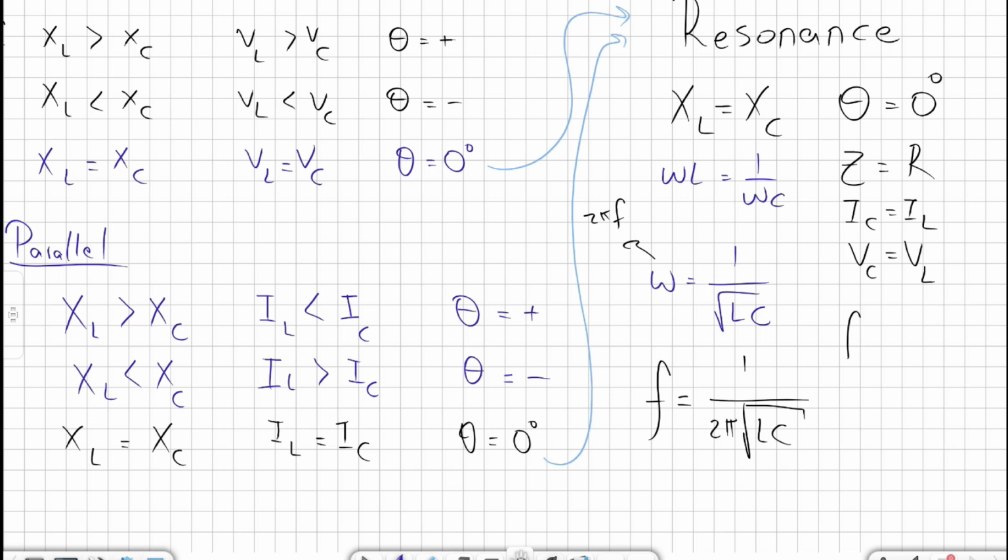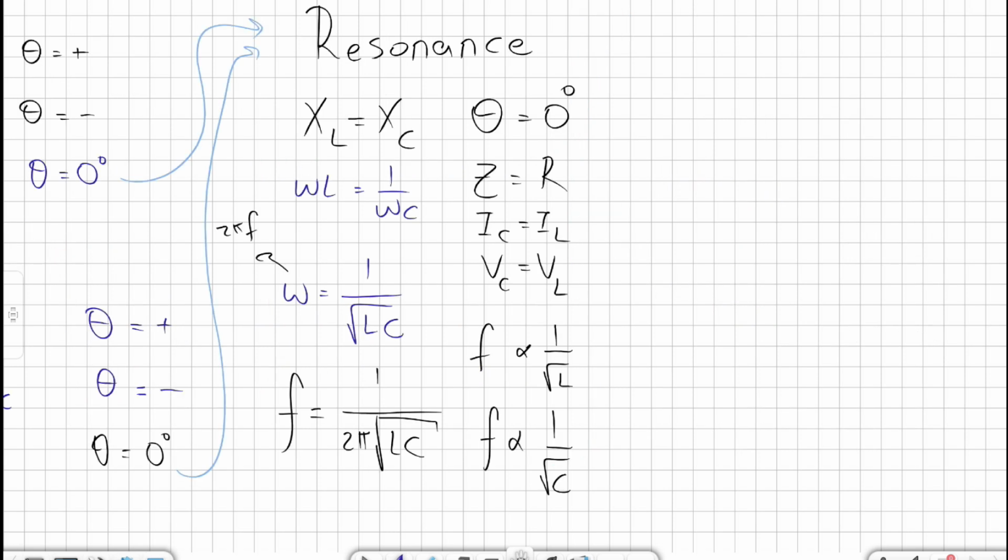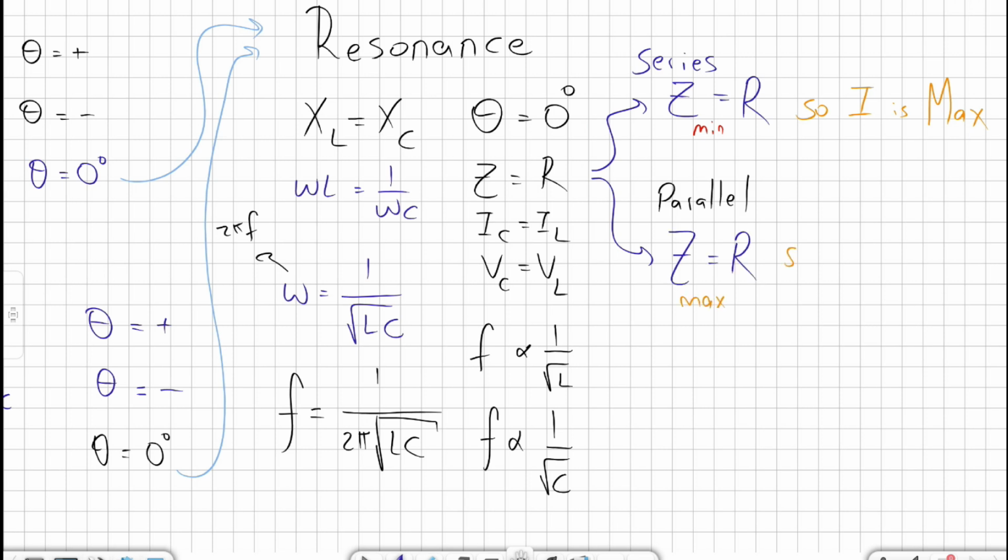So we can say that the resonance frequency is inversely proportional to the square root of the coefficient of self-induction. It is also inversely proportional to the capacitance of the capacitor. This is the only point that will be different for resonance in parallel and series combination, and that is Z, which is equal to R. Both Z is equal to R, but in series combination, the Z that's equal to R is minimum. Since Z is minimum, you'll have maximum current. And in parallel combination, the Z that is equal to R is maximum. Since Z is maximum, the current will be minimum.